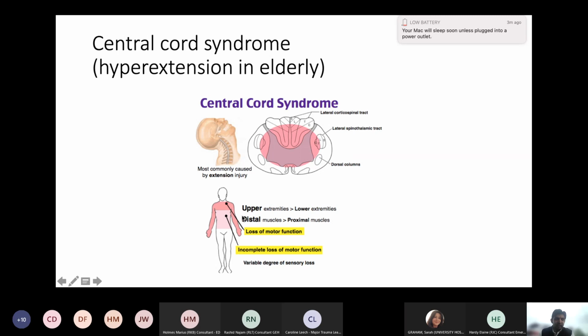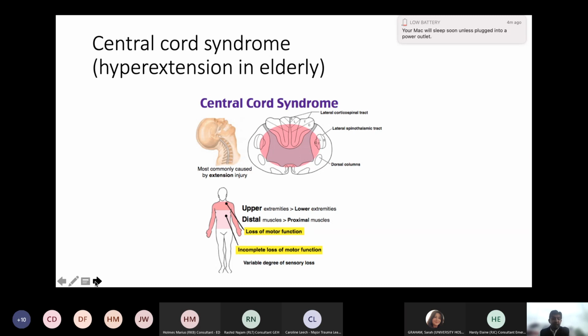This is an important one because you often get this in elderly patients, that central cord syndrome, that hyperextension injury. Okay? So the upper extremities are more affected than the lower extremities, and as I say, it's often because a patient has a background of cervical spondylosis, degenerative C-spine disease, which you'll see on the CT, and they've just been pushed over the edge by what looks like an innocuous fall.